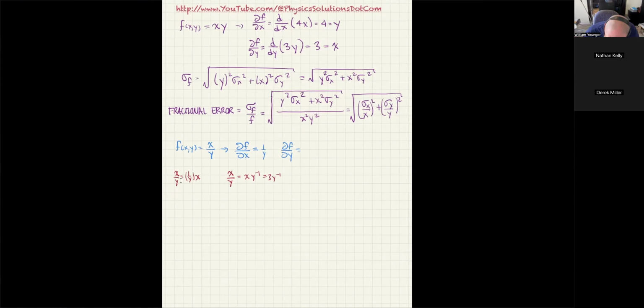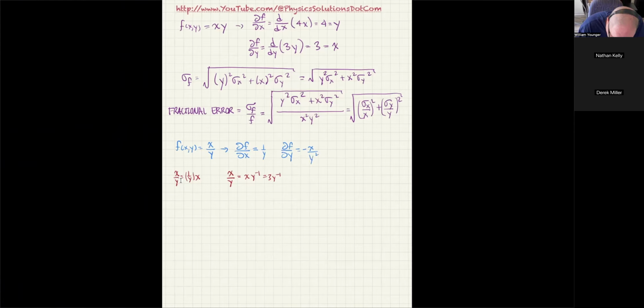I'm not going to need to do that because I can do this derivative. The derivative of y to the negative 1 is negative y to the negative 2. So this is going to become, in fact, negative x over y squared. So that's the partial derivative of f with respect to y. It's negative x over y squared.